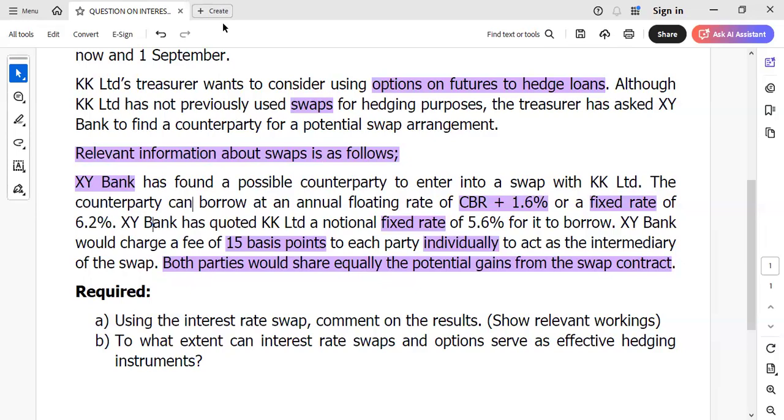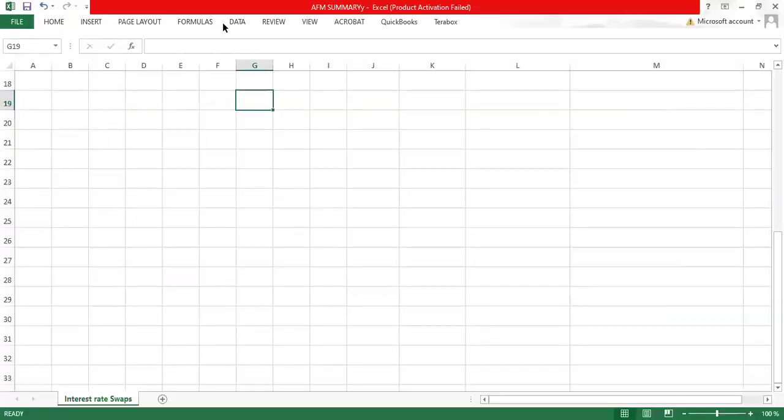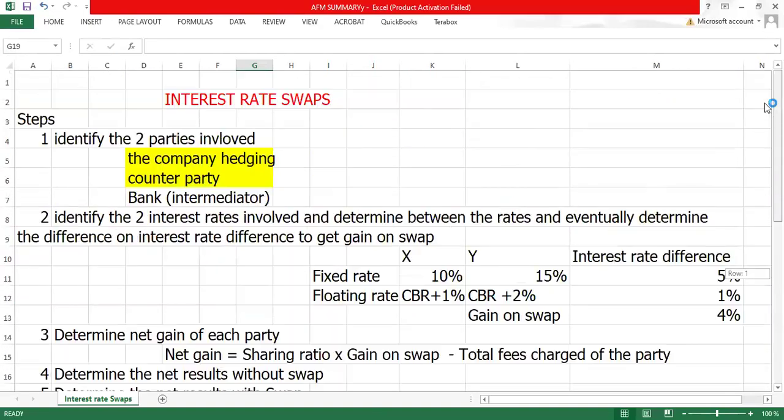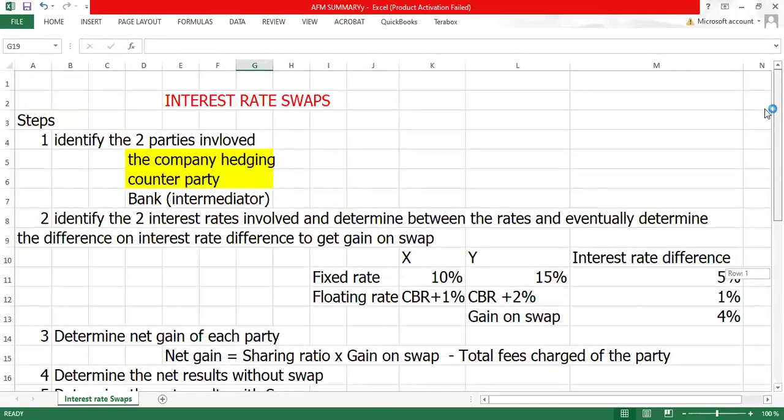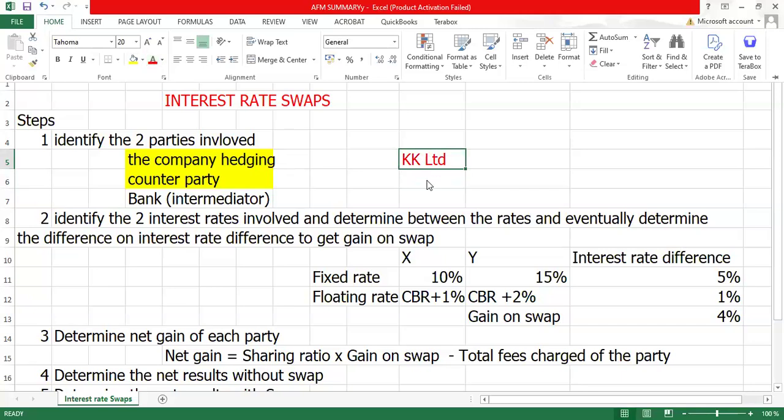So what can you do? Of course, just follow these steps. Identify the two parties involved. Here, what are those two parties involved? What is the company hedging? The company hedging is KK Limited, isn't it? We are identifying the two parties involved. So we have KK Limited.